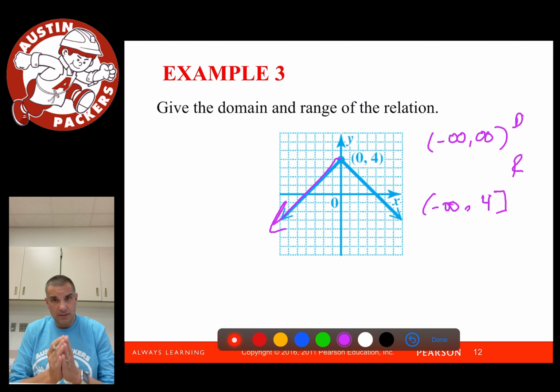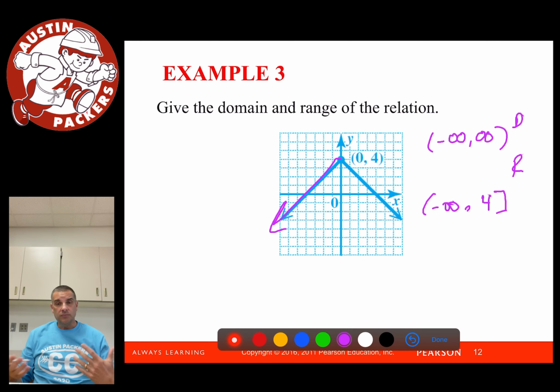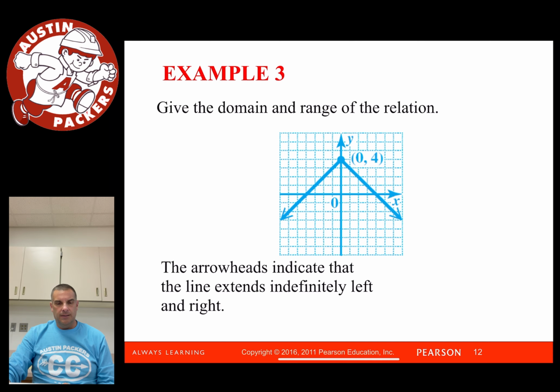So our domain is how far it stretches out. Our range is how far it goes down to up. Okay? And you always start small to large. So in this case, we've got a domain from negative infinity to infinity, and a range from negative infinity to 4. Okay? So the arrows indicate that it extends forever and ever. So our domain is negative infinity, infinity. Our range is from negative infinity to 4.